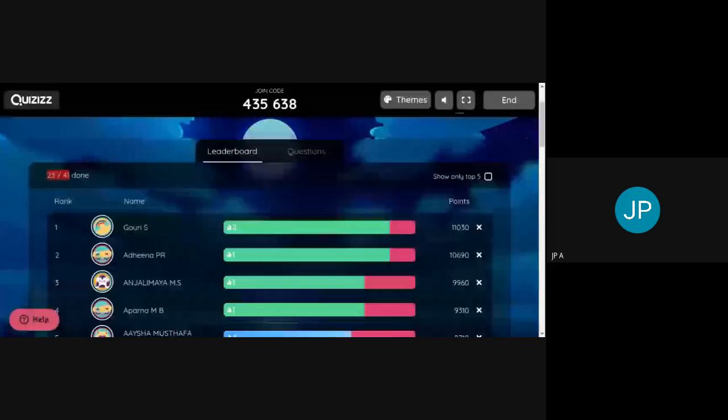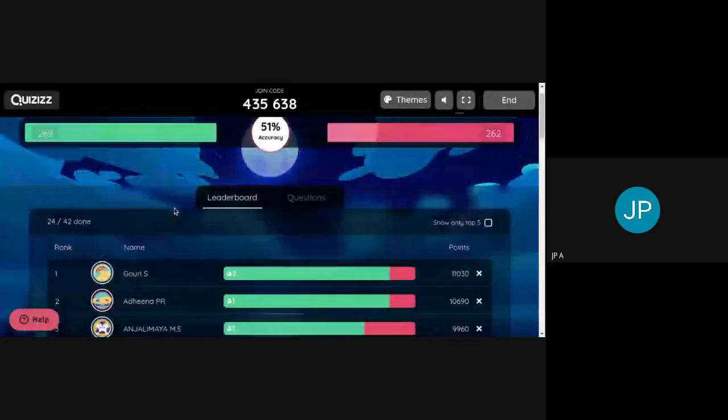Yes, many people have completed. Some have put in the chat box that they have completed. Aisha has completed, Aparna has completed, Adina, Aditi. Yes, it is there in the dashboard. If you see here, you can see that 24 of 42 participants have completed. 24 have completed now.